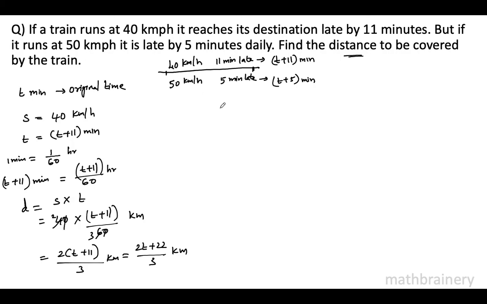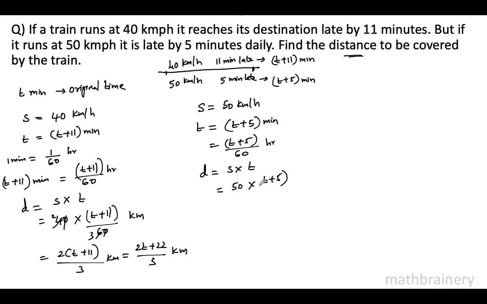Now the same distance, if the same train travels at 50 kilometers per hour speed, the time taken by the train is t plus 5 minutes. t plus 5 minutes is nothing but t plus 5 by 60 hours. Alright. So what is the distance now? It is speed into time, that is 50 into t plus 5 by 60 kilometers. What is it equal to? It is 5 into t plus 5 by 6 kilometers, which is nothing but 5t plus 25 by 6 kilometers.